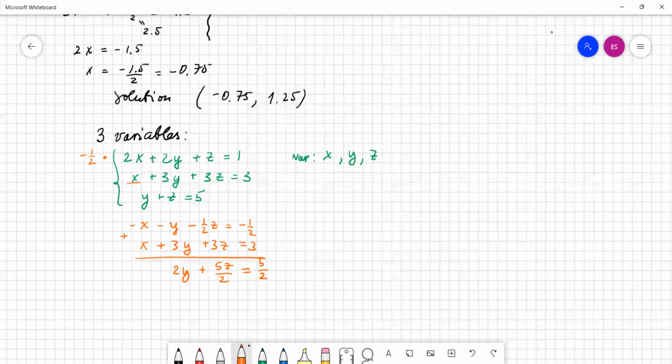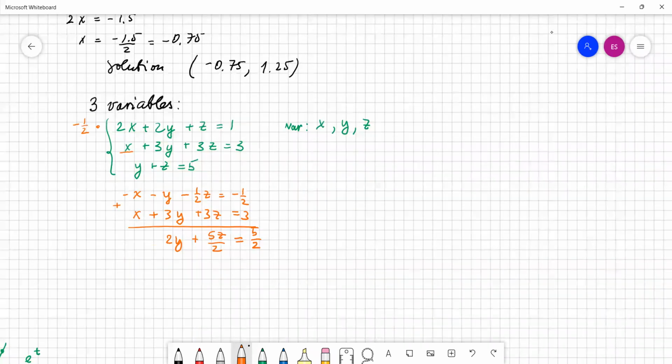Well, now what I'm going to have, I'm going to rewrite my system. 2x plus 2y plus z equals 1, the first equation.